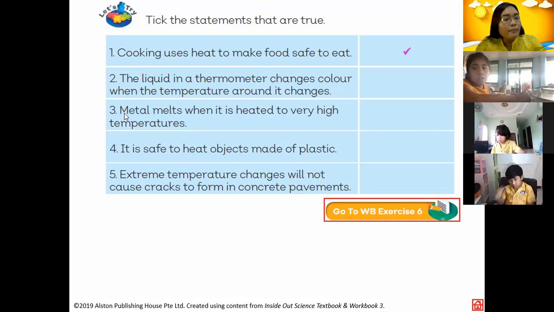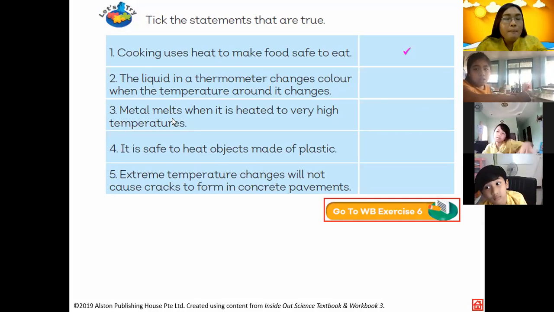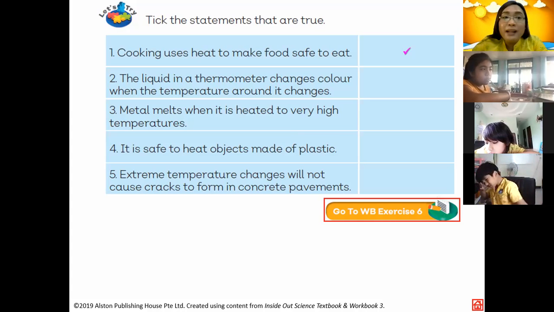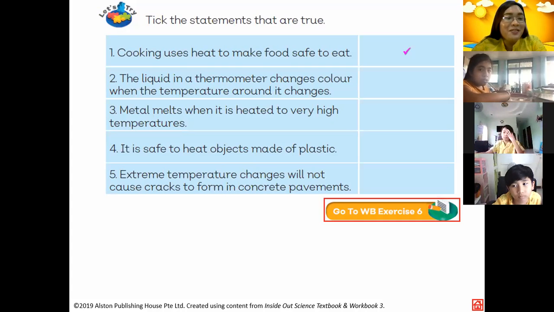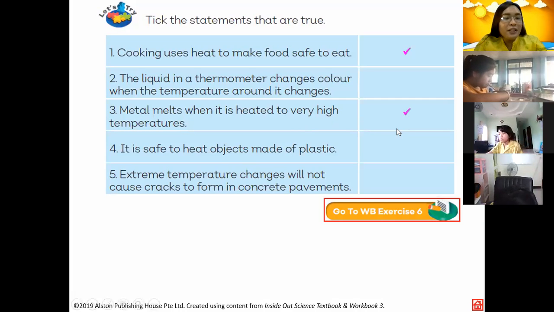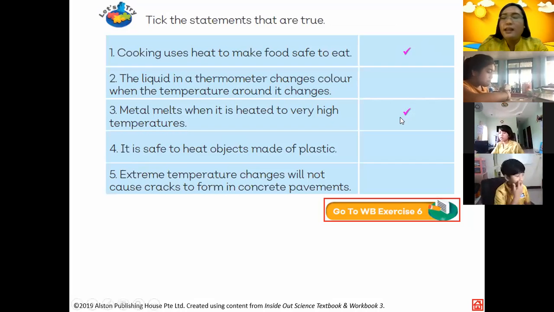Number three, metal melts when it is heated to a very high temperature. So when you heat the metal using a very high temperature, does it melt? Is it true or not true? So this one is true, so you tick that. And for number four and number five, these are not true, so do not tick them. So tick number one and tick number three.